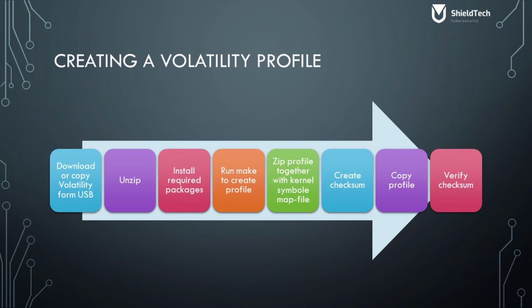The first step is to download Volatility or copy it from a USB thumb drive. Once it's downloaded or copied, we need to unzip it. Once it's unzipped, we need to install the required packages to run it. Once the required packages are installed, we need to compile it on the system we captured the memory dump from. We'll do this by executing the makefile. Once we compile the profile, we need to zip it together with the kernel symbol map file. We've now created a Volatility profile.